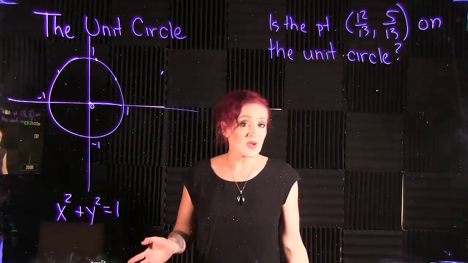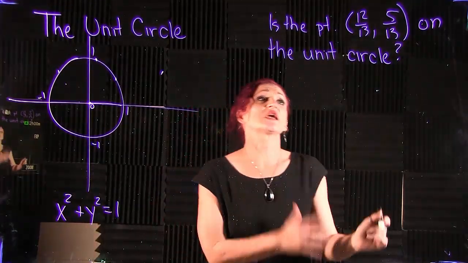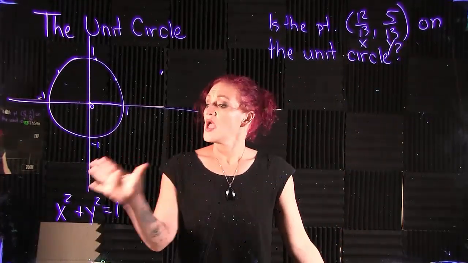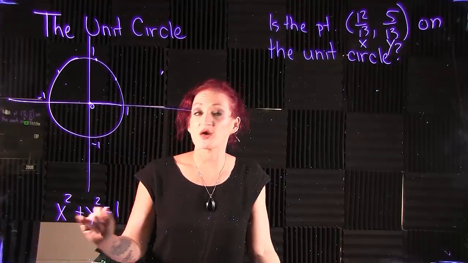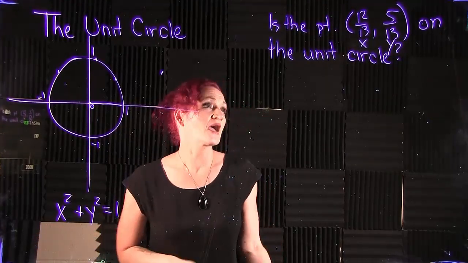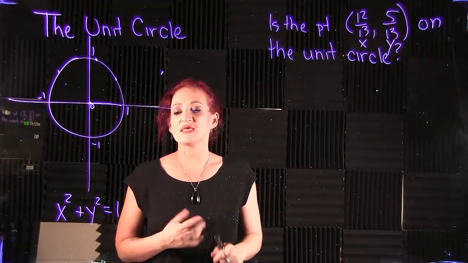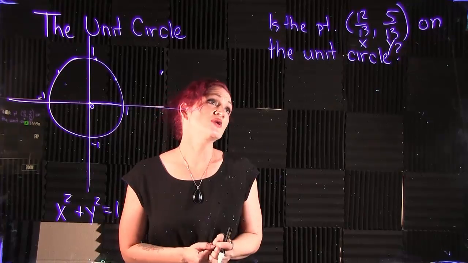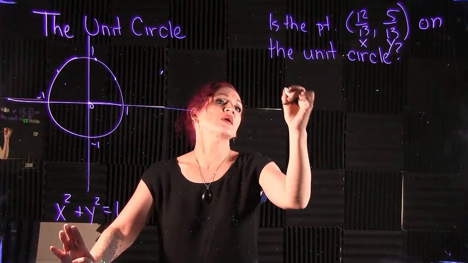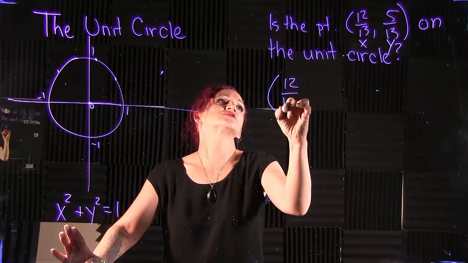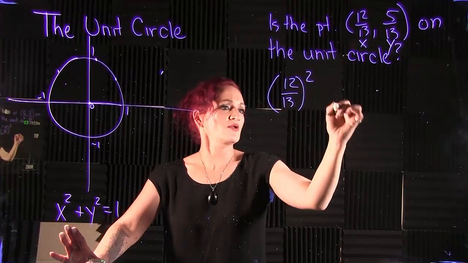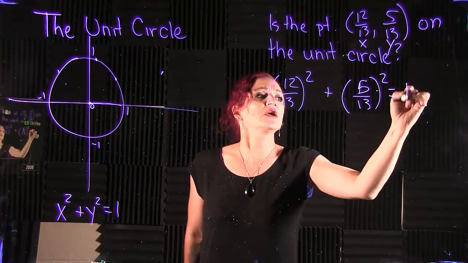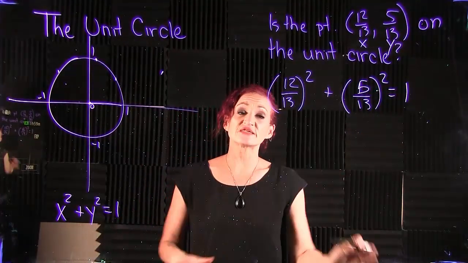So if we want to answer this question, all we're going to do is take that point, the point that they gave us is made up of an x and a y value here, and we're going to plug it into this equation here. We're going to plug in the 12 over 13 into x. We're going to plug in the 5 over 13 into y to determine if this is indeed on a unit circle or not. So the first thing we have is x squared. Our x is 12 thirteenths squared plus our y squared is equal to 1. And just see if this is valid or not.